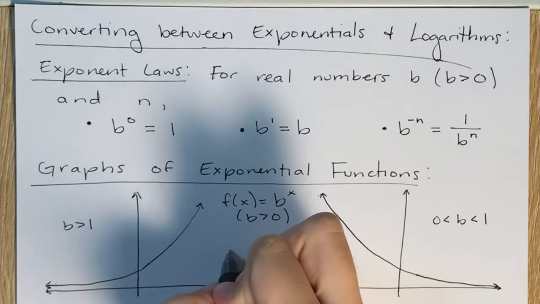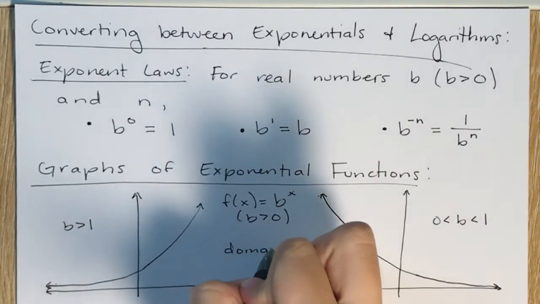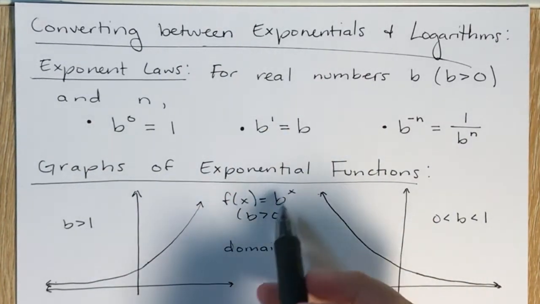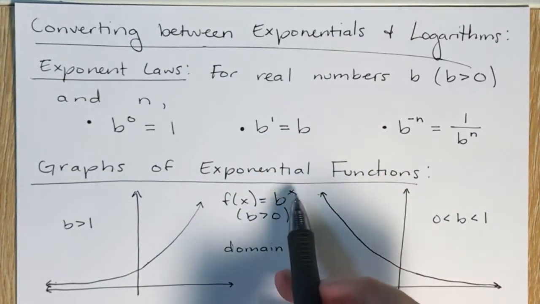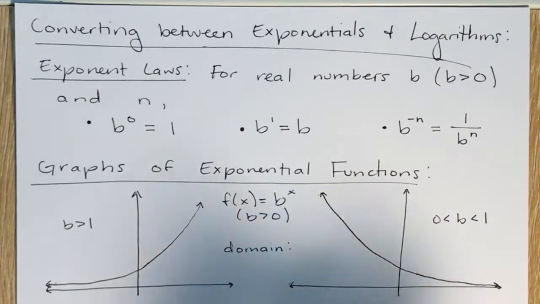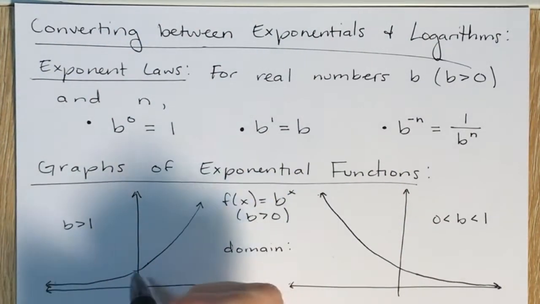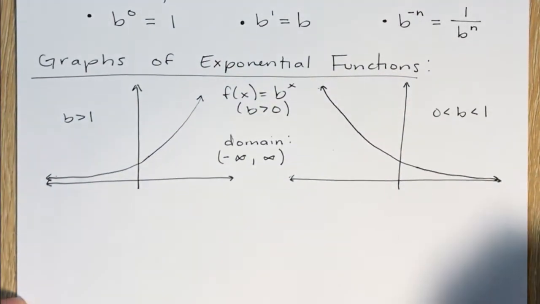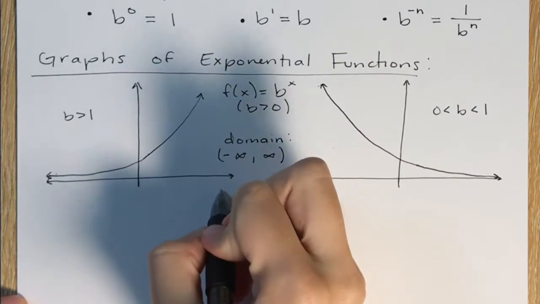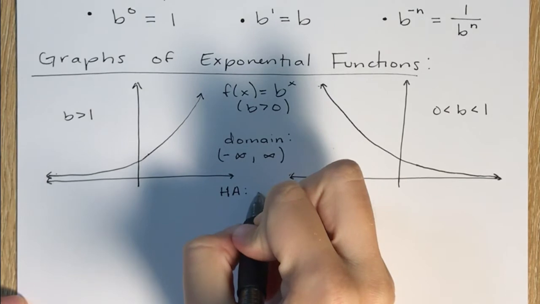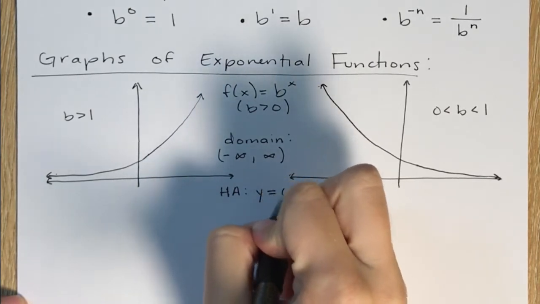First of all, what's the domain here of these graphs? Well, we can either look at the graphs or we can look at the function. Let's look at the function. Are there any denominators or even roots? No, so we don't have anything to worry about. So our domain is all real numbers, which we can see from the graphs pretty clearly. Both of these graphs have a horizontal asymptote. I'm not going to write it all the way out, but horizontal asymptote at y equals 0.